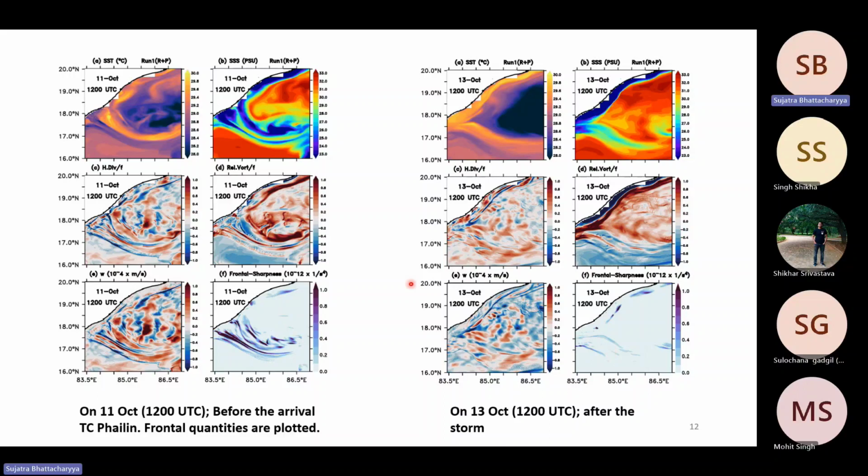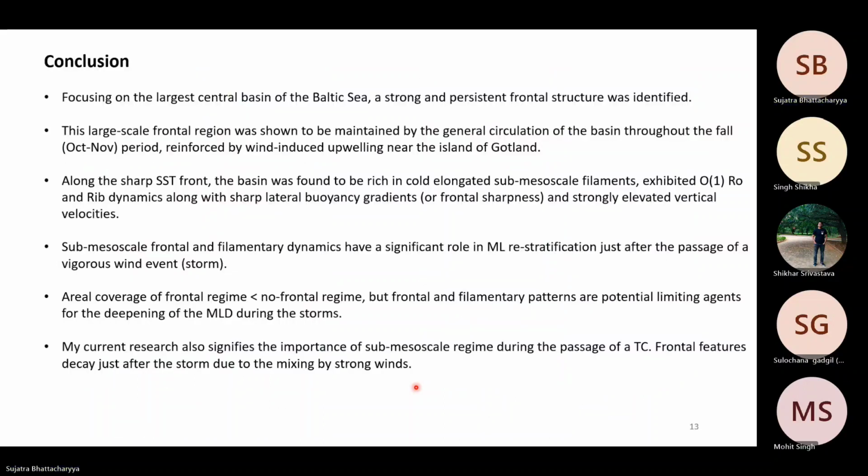So yeah, but still I have to do a lot more work because this model is a little coarser. Their resolution is 500 meters, my resolution is a little more than 2 kilometers. So that's my future plan, to run at least a 1 kilometer model starting from this point. So in conclusion, they focused on the Baltic Sea, which is a very rich ground of potential frontal structures.